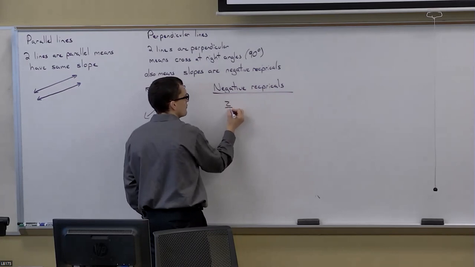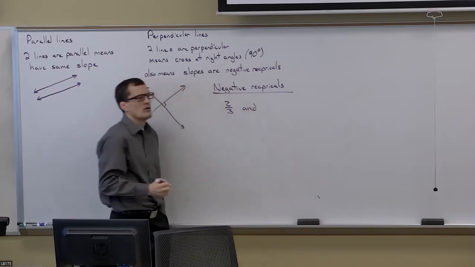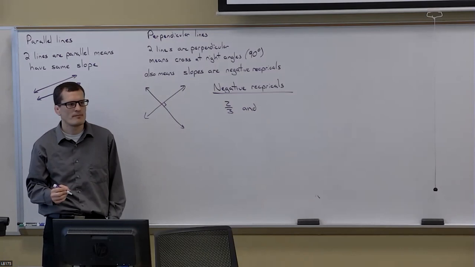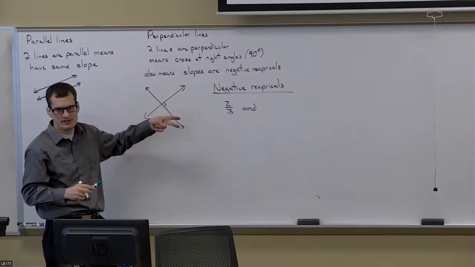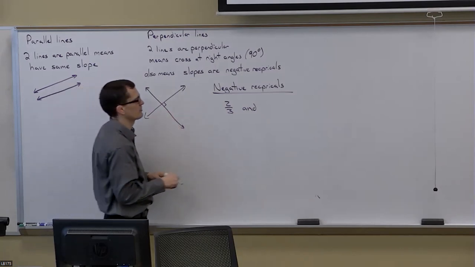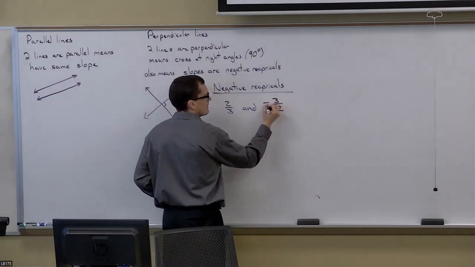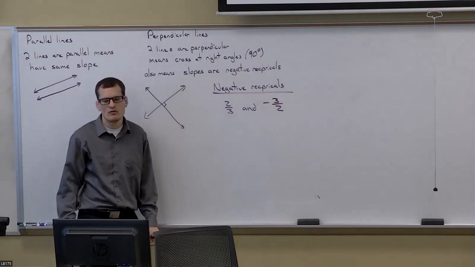Let's take 2/3. Anybody know what the negative reciprocal of 2/3 is? What's reciprocal mean? Flip the numerator and denominator, right? So reciprocal means I flip the numerator and denominator. Negative means I change the sign, exactly. So 2/3 and -3/2 are negative reciprocals of each other.